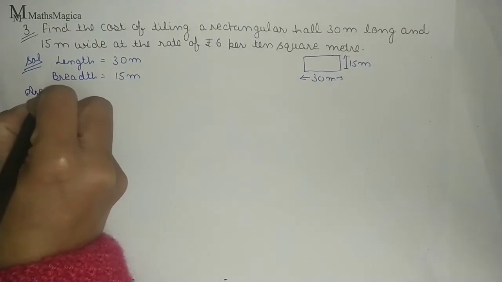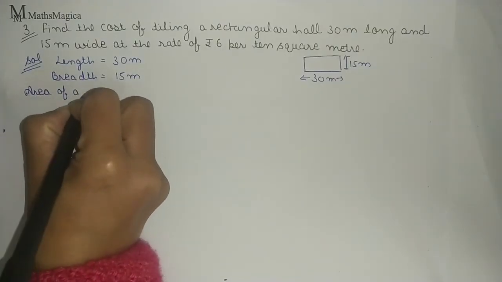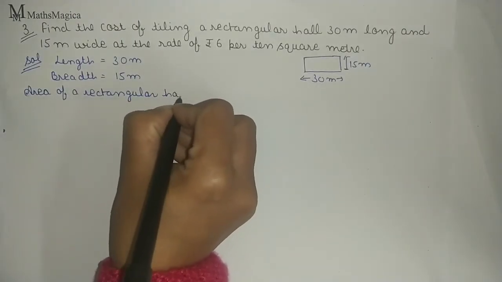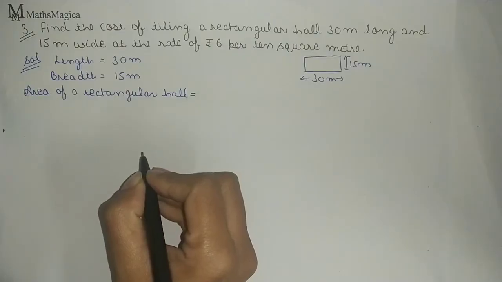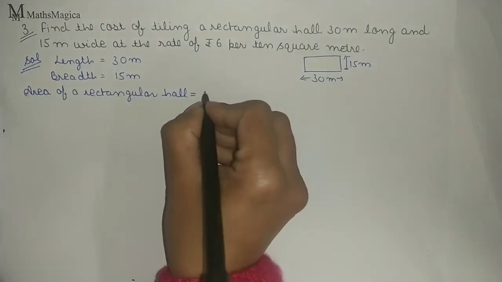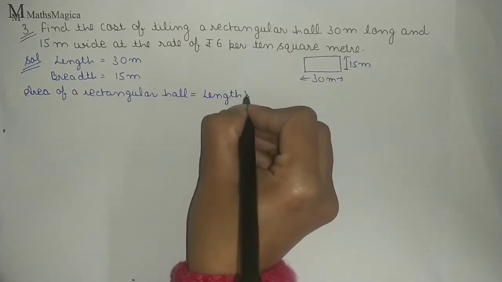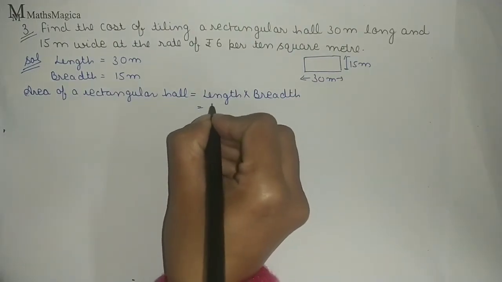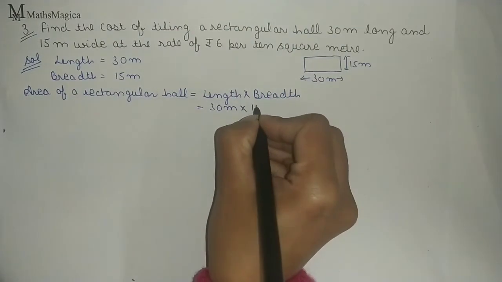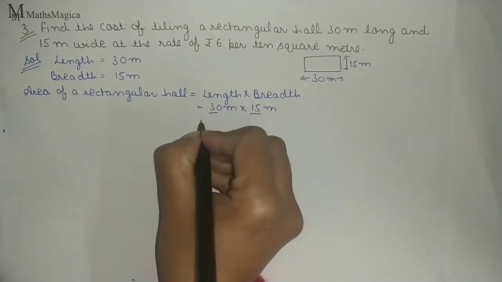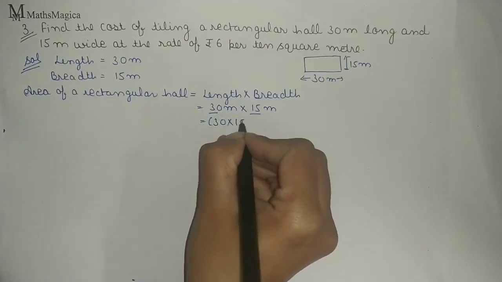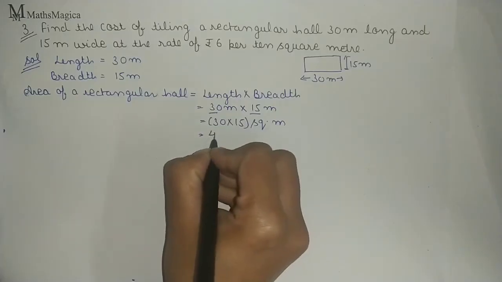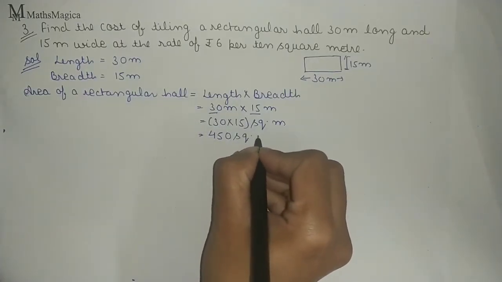Area of a rectangular hall is equal to, apply the formula of area of rectangle, length multiply breadth. Put the value. Length is 30 meter. Breadth is 15 meter. 30 multiply with 15. Area is always square units, square meter. 30 multiply by 15 is 450 square meter.